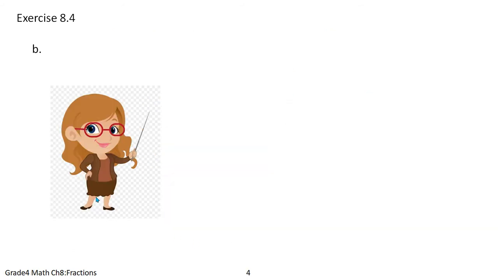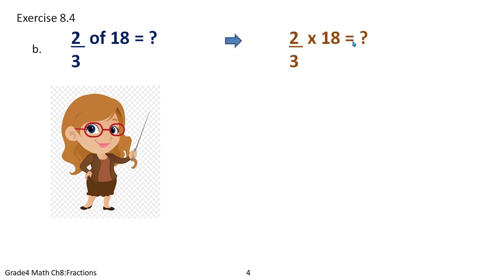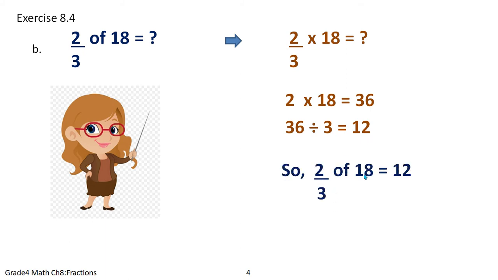Okay, now moving to the next question, that is B section. That is 2/3 of 18. Now 2/3 of 18 means 2/3 multiplied by 18, and then the numerator 2 multiplied by 18 will be 36. Now the denominator is left over, so 36 divided by 3 will give me 12. So my answer for 2/3 of 18 is 12.